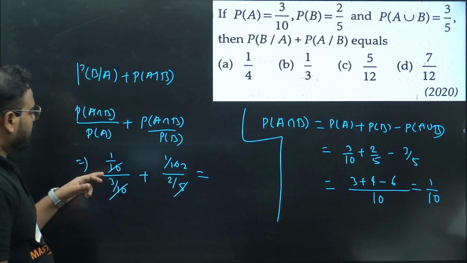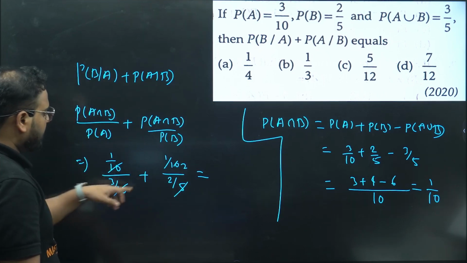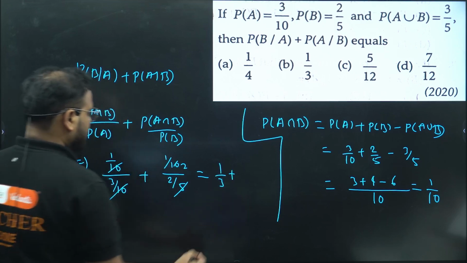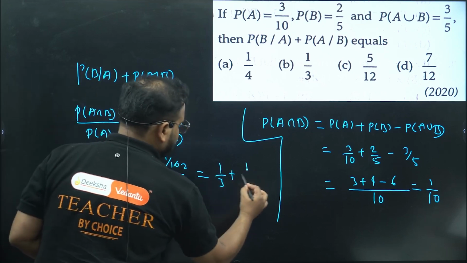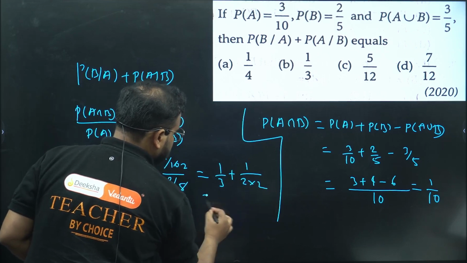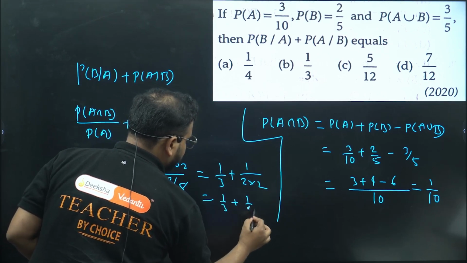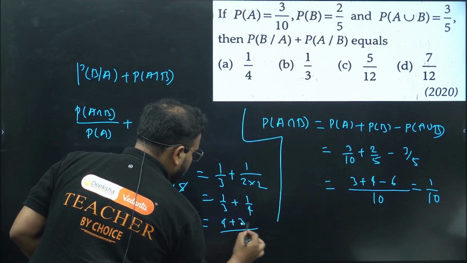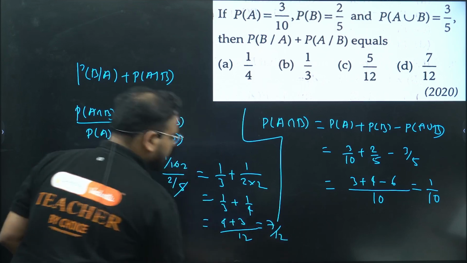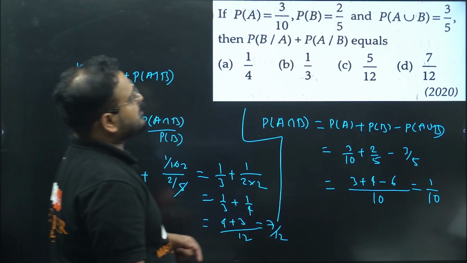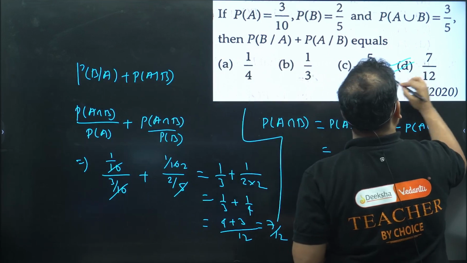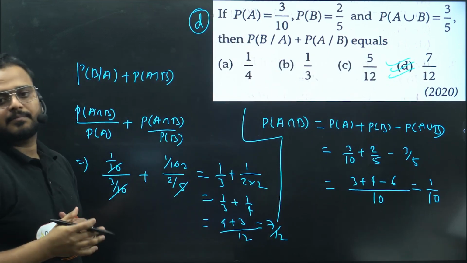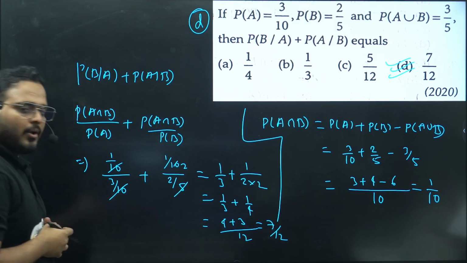And this will be 1 by 2 into 2. So I get 1 by 3 plus 1 by 2 into 2. How much is this? 1 by 3 plus 1 by 4. LCM is 12, so this will be 4 plus 3, so 7 by 12. Which is the right answer? Option D is correct. This is clear.